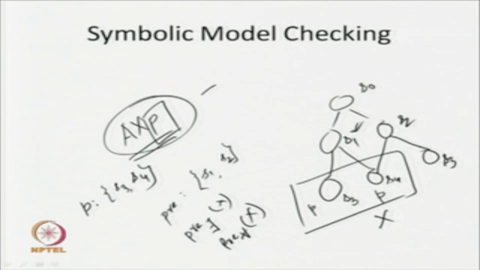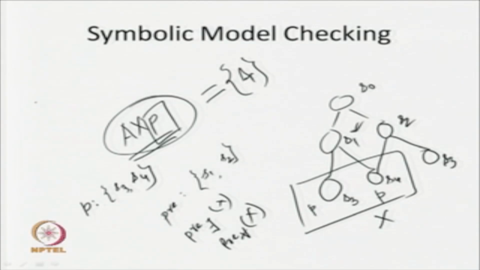That means AXP, in all paths in the next state P is true, holds in state S1. So we get this state S1. You just see that in our model checking algorithm, our basic requirement is to find the predecessor states only.